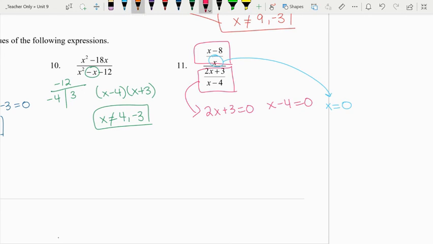So now if we solve, that means that x cannot equal, in the first one, negative 3/2. In the second one, it would be 4. And in the last one, it would be 0.